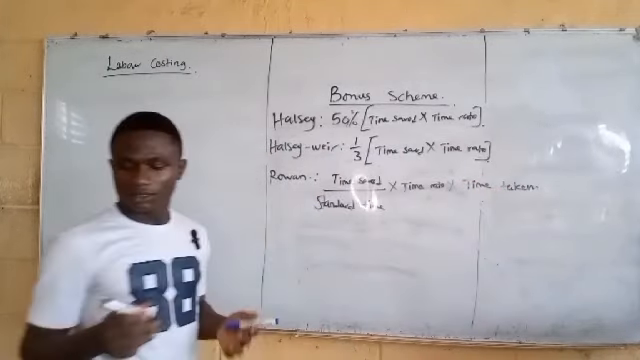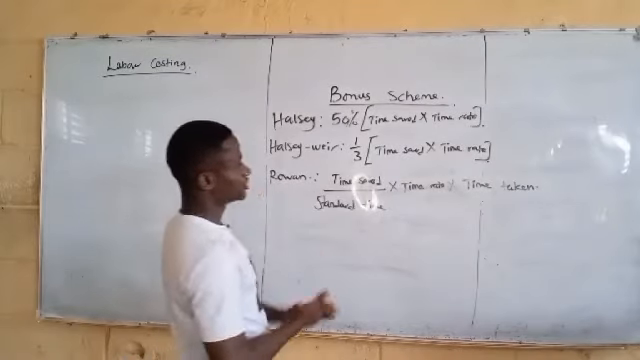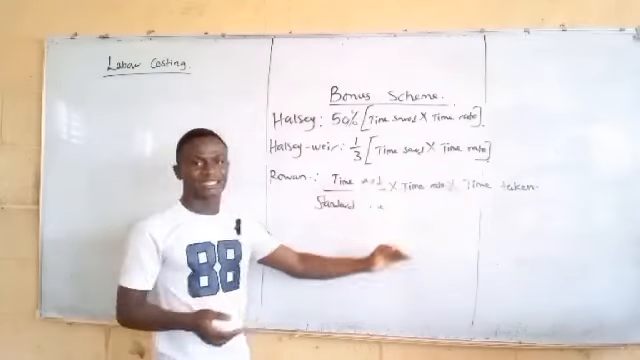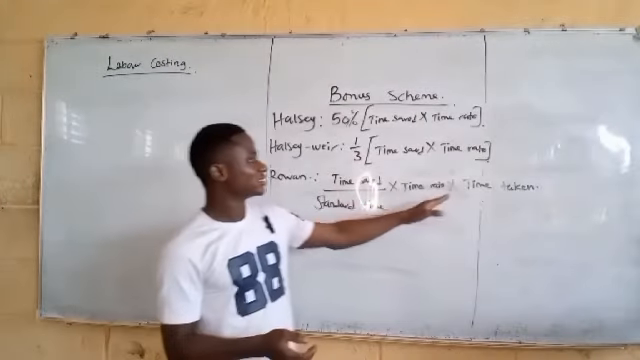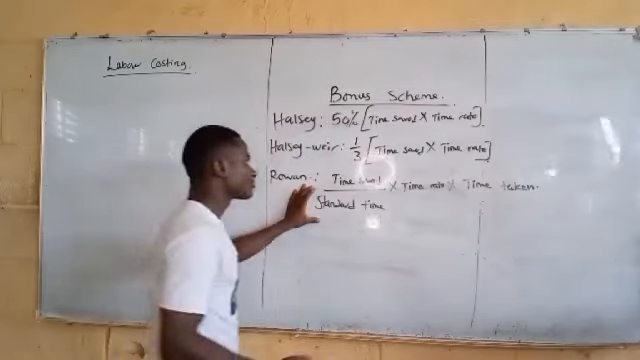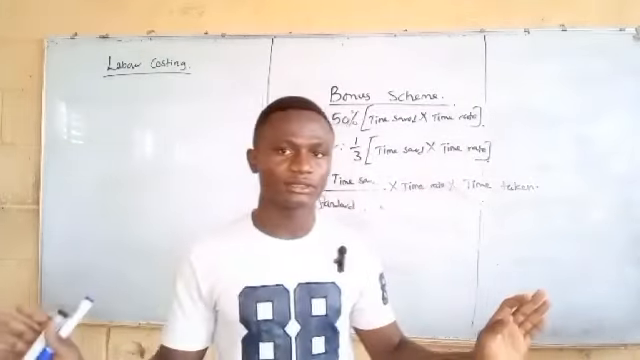So when Rowan comes up with his own computation, he said bonus scheme should be time saved over standard time times time rate times time taken. So let me explain, what do you mean by standard time? Standard time is the time that is given by the company.